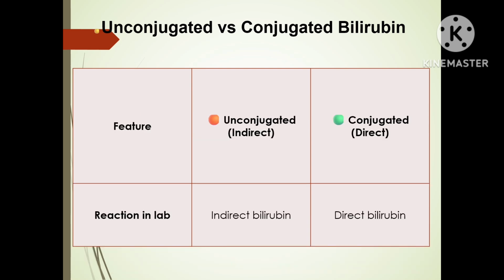Conjugated bilirubin is also known as direct bilirubin, and unconjugated bilirubin is also called indirect bilirubin because they behave differently in the lab test. As the direct bilirubin is water soluble, it reacts immediately with the testing reagent. On the other hand, indirect bilirubin, because it is not water soluble, does not react unless an additional substance like alcohol is added to the main reagent.